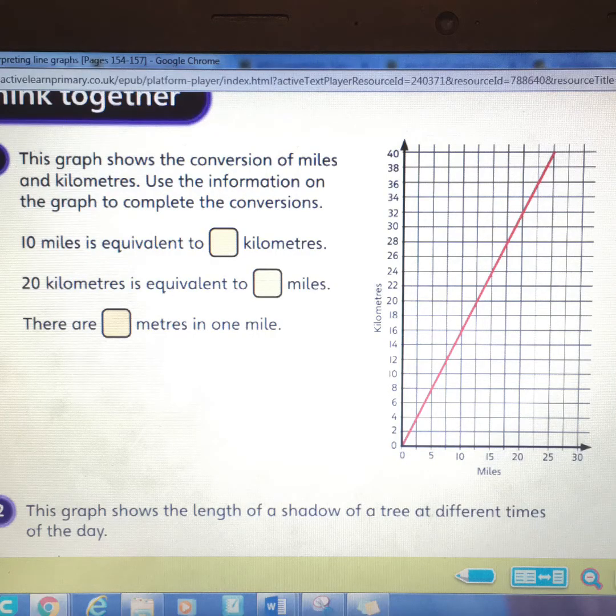Right then, think together time. So we've got a different graph. Well, the same graph, but a bit smaller. And it's showing conversion of miles and kilometres again. So I want you to try and fill in the blanks.